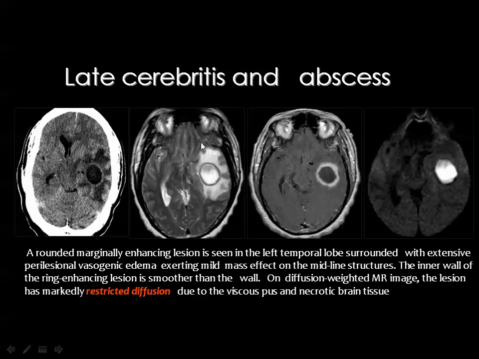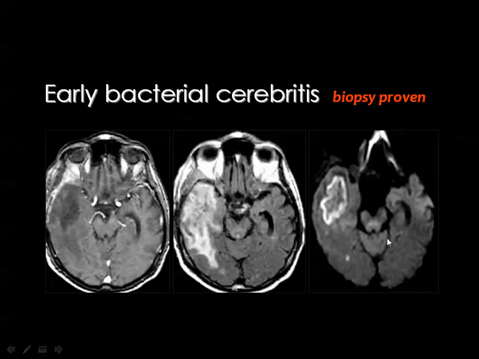In the early stage of cerebritis with just the brain parenchymal inflammation, it is difficult to diagnose, and you may sometimes need to biopsy the lesion to assess the possibility or to exclude the possibility of a neoplastic lesion.